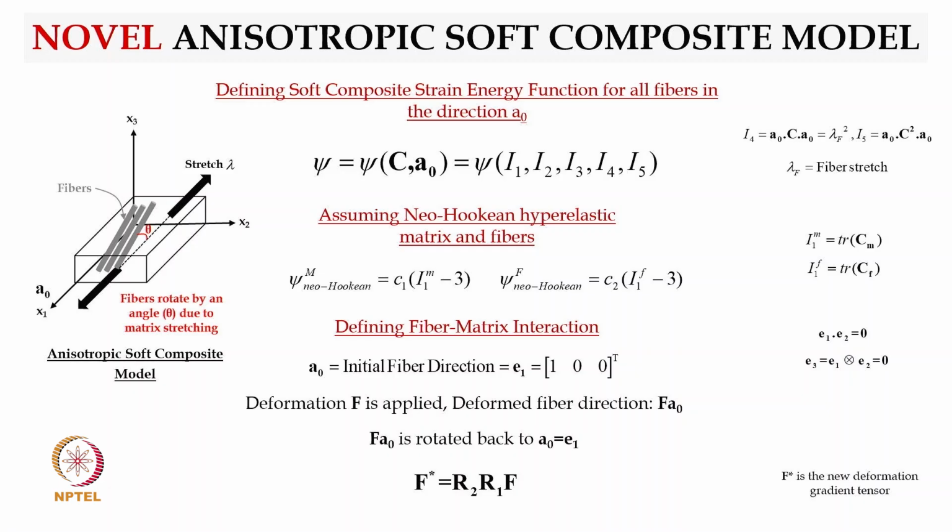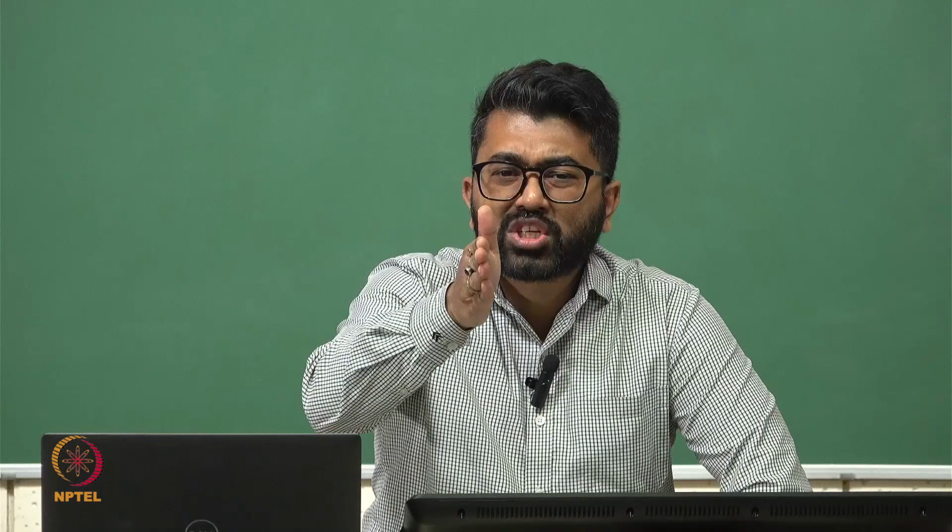We are now calling the tissue a soft composite, as per the definition which we discussed in the first class, right? So defining soft composite strain energy functions for all fibers in the direction of A naught. A naught is basically the initial direction of the fibers. It could be in the direction of the loading axis, or it could be by virtue of how the fibers are located in some other axis, right?